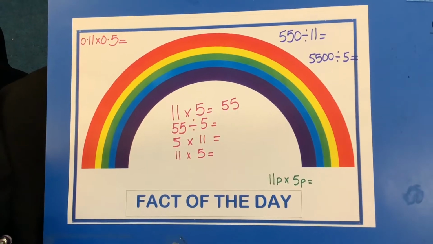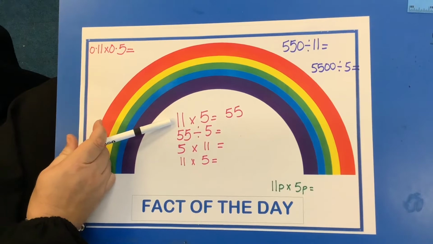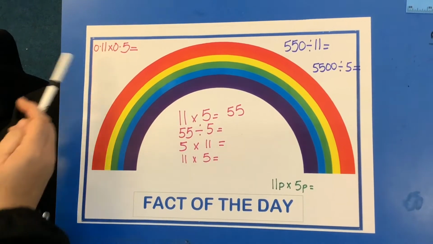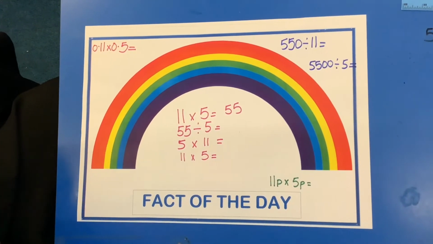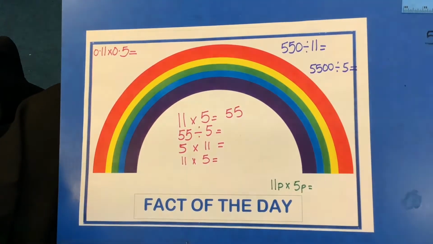So year 5, here's your Marshall Maths facts for today. It's 11 times 5, which equals 55. I've put some examples for you to think about. What mega facts and mini facts can you add to the fact of the day?